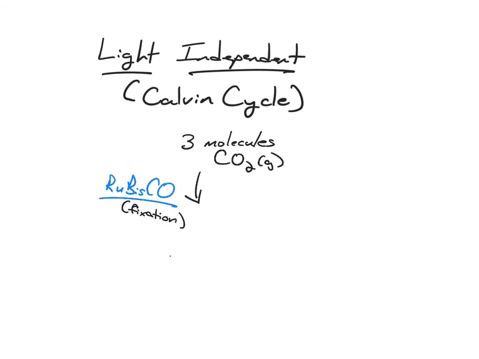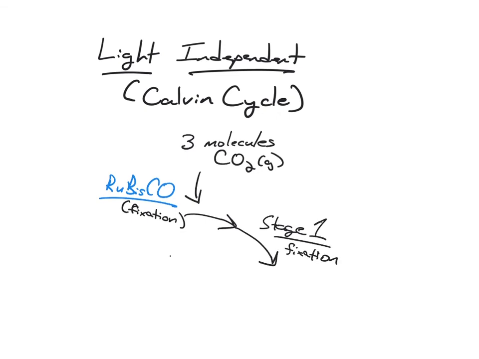We can sit here and we can draw the carbons. We can look at where the carbons move. I don't think that's necessary. But it attaches it to an intermediate that's part of the cycle. So that's fixed. So stage 1 of this process is just fixation.